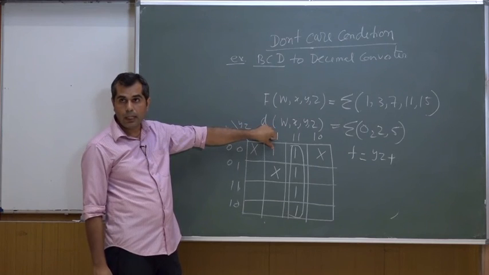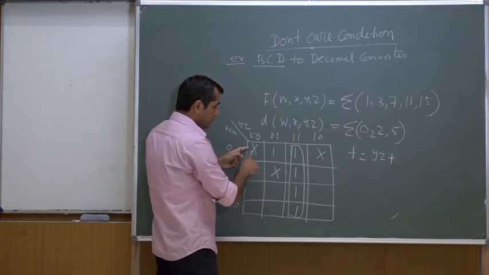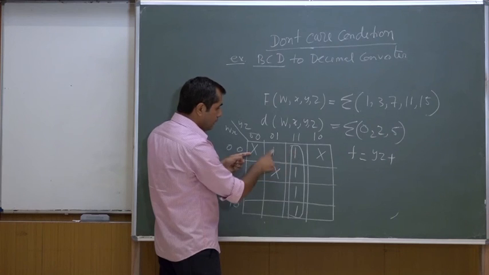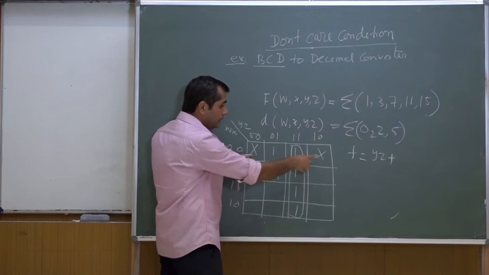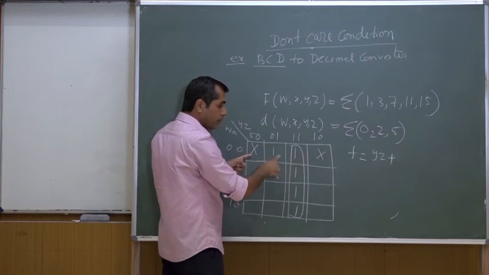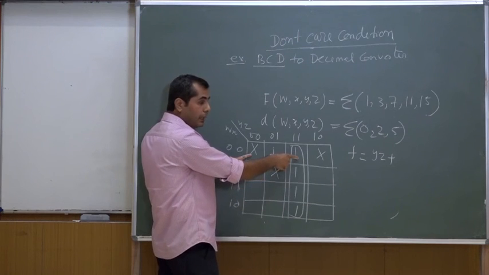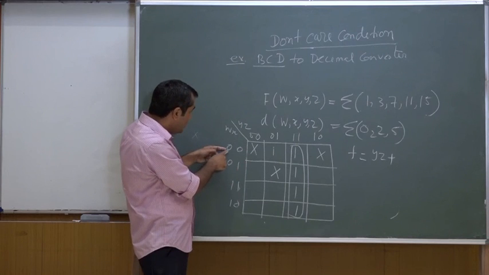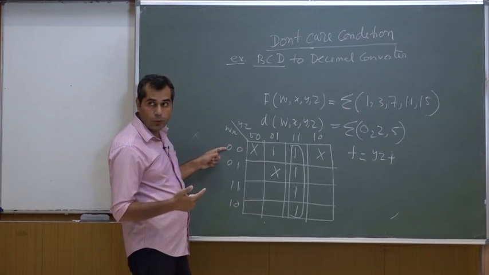So what can I do? I have 2 possibilities. The one is for this column, the first row, this is all filled. So what can I do here? You see that this don't care can be considered to be 1 and this don't care can also be considered to be 1. And I can make a group of all these 4, I mean this as a 1 and another 2 ones are here, and that would give us output W bar X bar. But I have another option to do, and what is that?